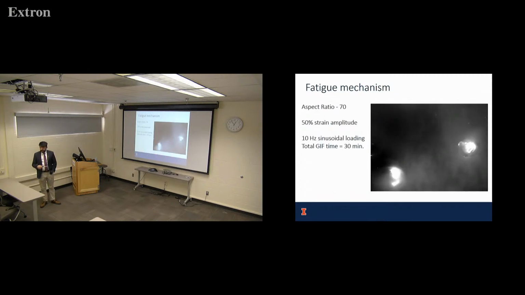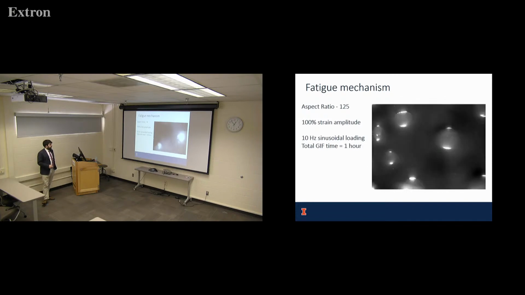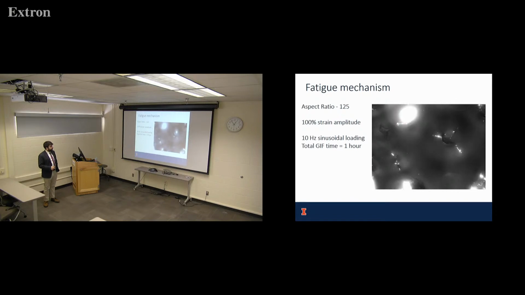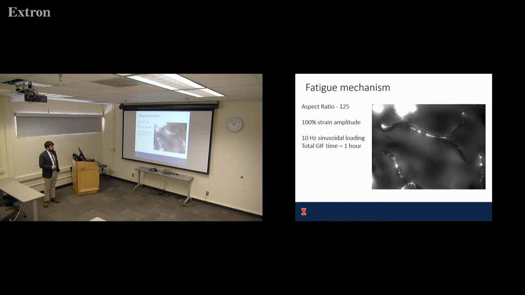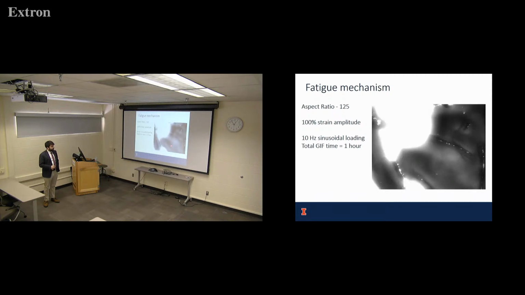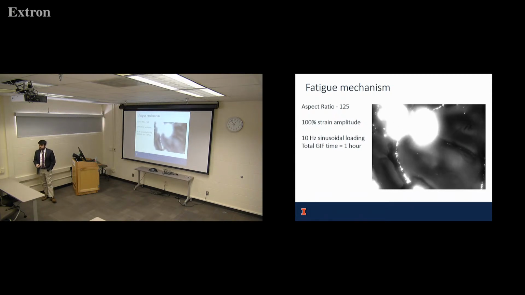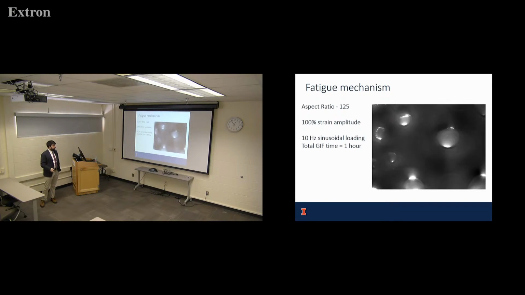Now we said, what happens if we apply higher amplitude for a longer amount of time? So this is 10 hertz for an hour at 100%, and you can see very quickly those cavities collapse and start forming cracks, reaching other cavities, and basically forming a network of cracks, or what we could consider macro cracking quickly.